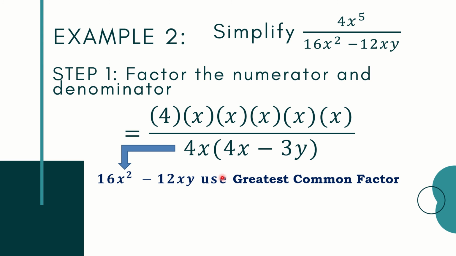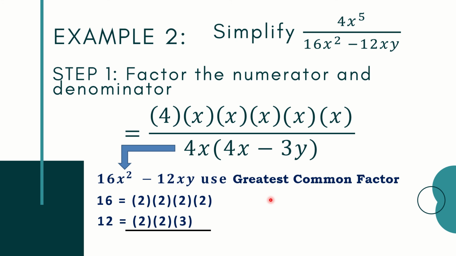Why? Because we use the greatest common factor. For our 16x squared minus 12xy, we use the greatest common factor in order to find the factors of our denominator. So you can still remember, in finding the greatest common monomial factor, we use the prime factors. So 16, the numerical coefficient, and 12, the other numerical coefficient. The prime factorization of 16 is 2 times 2 times 2 times 2, four 2s. And for 12, we have 2 times 2 times 3.